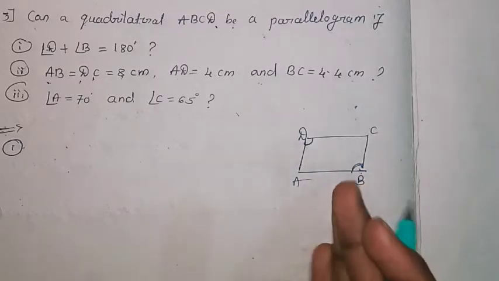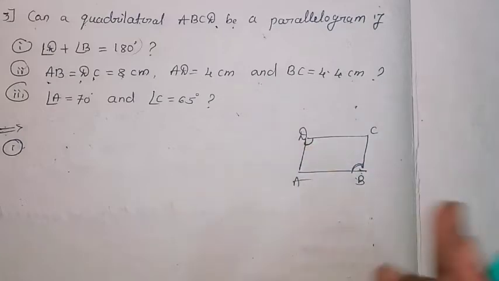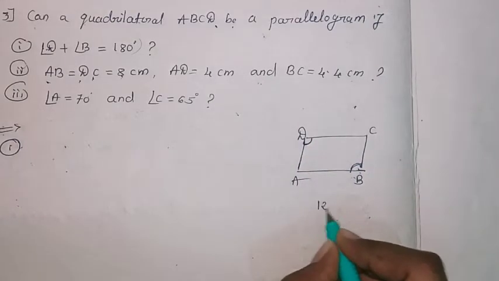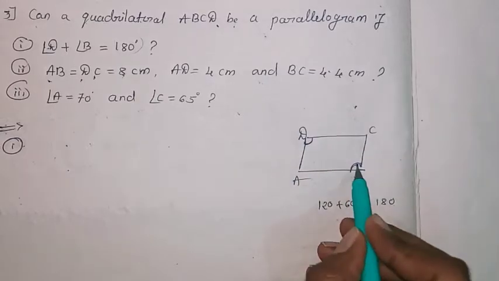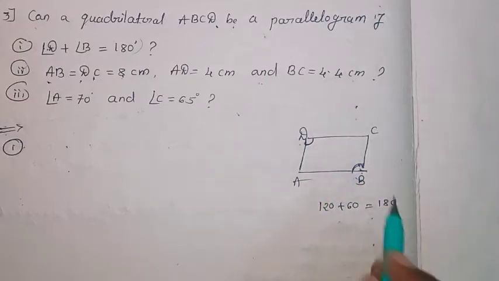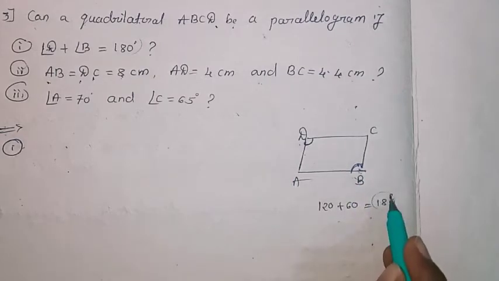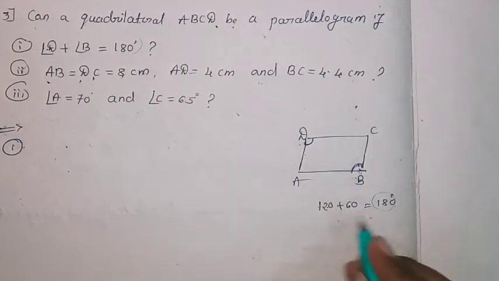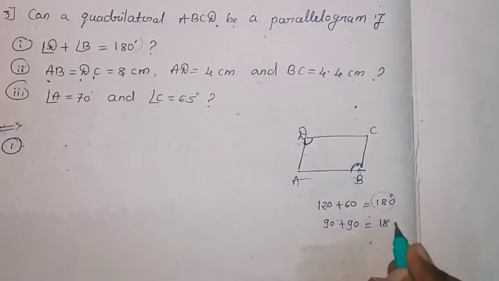So when it satisfies, for example, you can make the sum of the two angles equal to 180 degrees, like 120 plus 60, which is equal to 180 degrees. So the condition may be satisfied with one angle 120 and another angle 60. But to become a parallelogram, what is the condition? The opposite angles must be equal. So we have to divide 180 such that the two angles are also the same. Is it possible to divide? Because we can write 90 plus 90, so it is 180 degrees.